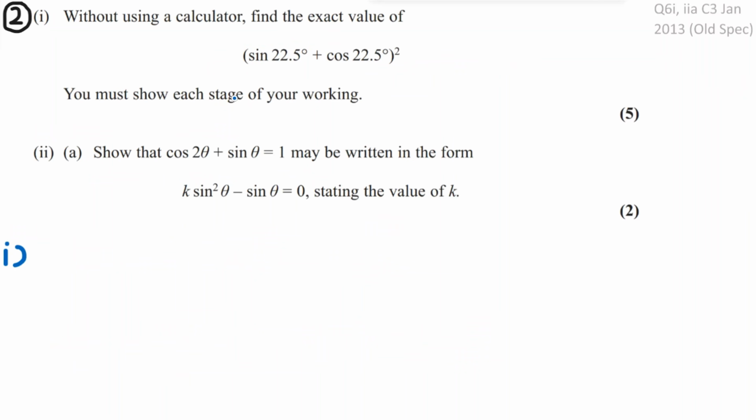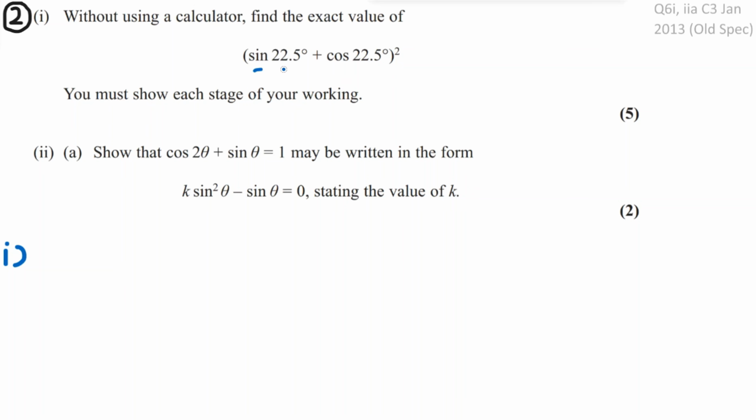So for question 2 part I, we need to find the exact value of sin of 22.5 degrees plus cos of 22.5 degrees, all squared, like this. Now it specifically says without using a calculator, although you can't use a calculator in order to solve this anyway because it wants the exact value, and if you put these values into your calculator, it gives out a load of decimals. It doesn't give out the exact value. So you can't figure this out using your calculator. We have to do this algebraically.